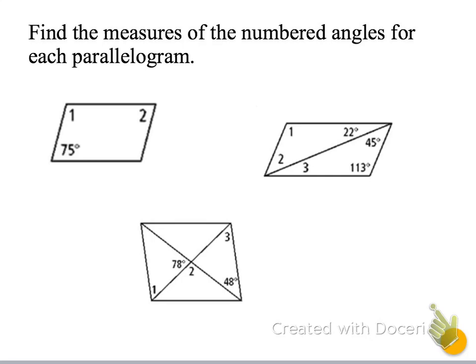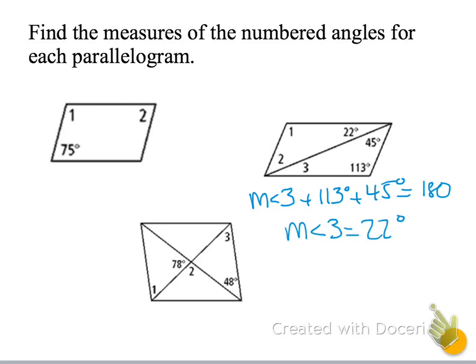Alright. Well, all triangles should equal 180 degrees. So to find the measure of angle 3, let's add that to 113 and 45 and set it equal to 180. So 180 minus 113 minus 45. So the measure of angle 3 should be 22 degrees.